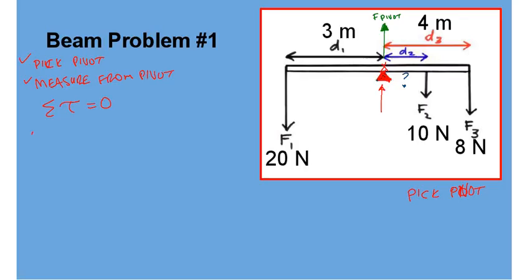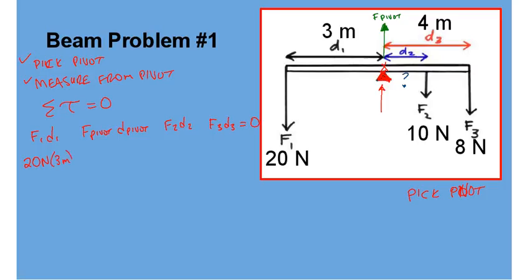So I would have F1 times D1. I would have the pivot times its distance. I would have F2 times the distance to F2. And then I'd have F3 times its distance. And all of that better equal 0 right there. Okay, we know most of these numbers. I'm going to go ahead and put them in. I might get a little sloppy with the units here. Let's put them in to begin with, I guess.